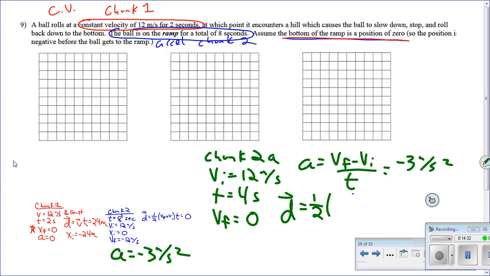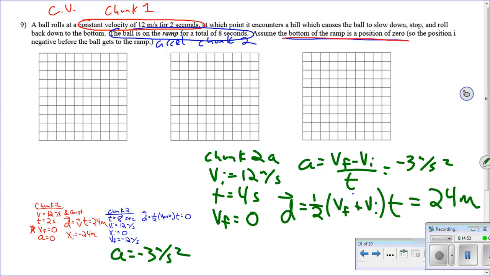Watch out for the difference between the xf and vf. People, myself included, occasionally mix those up. So plug in your numbers. So my average velocity is going to be 6 times 4. So this gives me 24 meters again, just by weird coincidence.